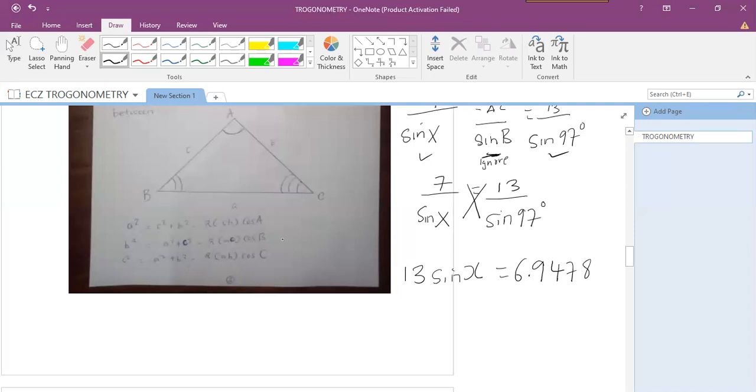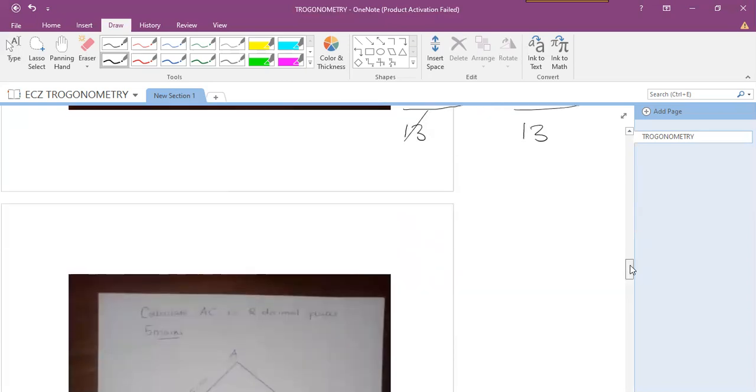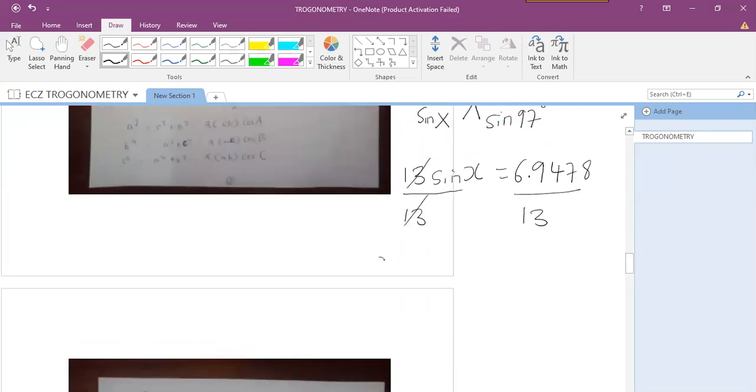So you clear your calculator. So here we're dividing both sides by 13. We cancel that. So we're going to say sine x is equal to, so on your calculator, say 6.9478. Then you divide it by 13. What are we getting?